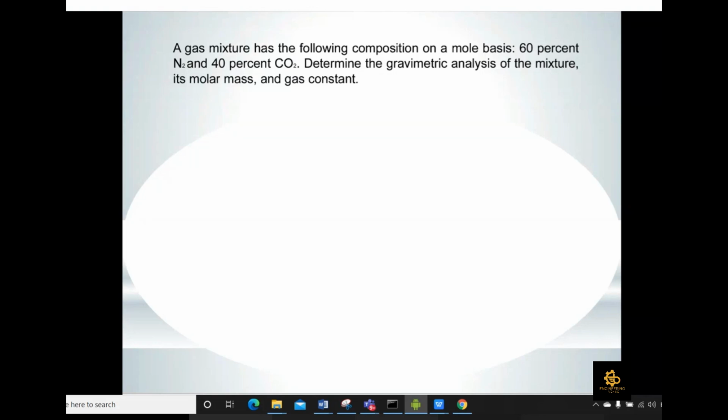If it is mentioned that you have to determine the molar analysis, it means you have to find the mole fractions rather than mass fractions. Here it is gravimetric analysis, so you have to find the mass fraction of the individual components, and from there you can find the mass fraction of the mixture as well.